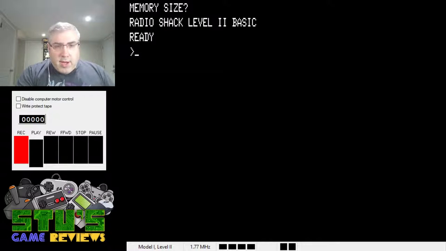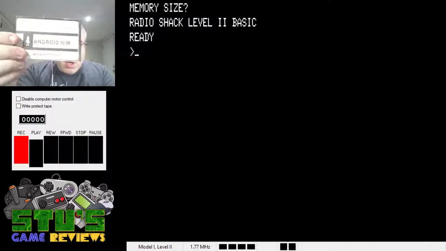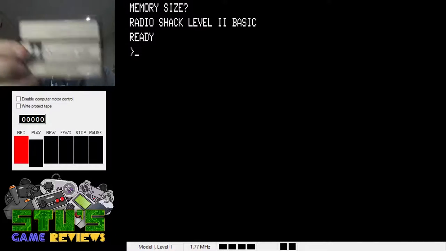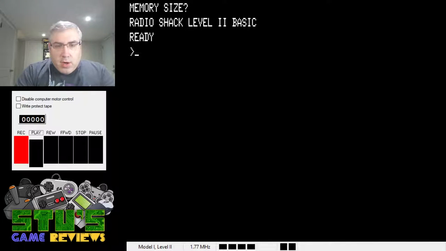Today I have an exciting TRS-80 game called Android NIM. Let me start loading it up and then I will talk about it. Let's get it loaded first. I think it was just a basic program, if I'm not mistaken. So there we go, start loading the program.